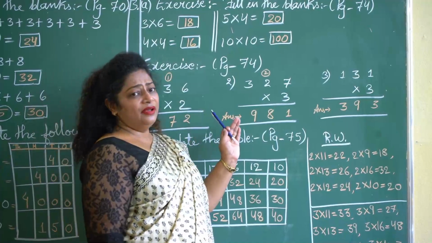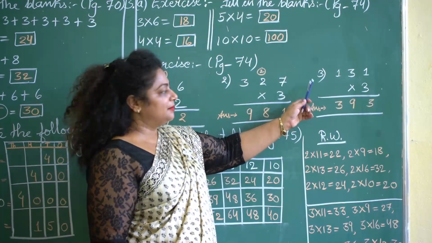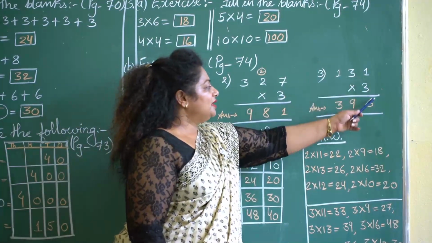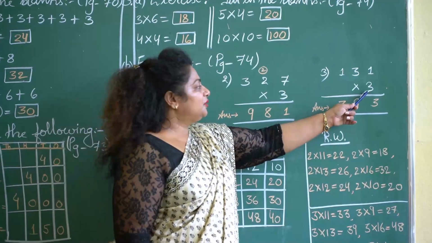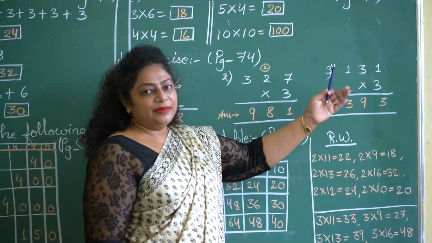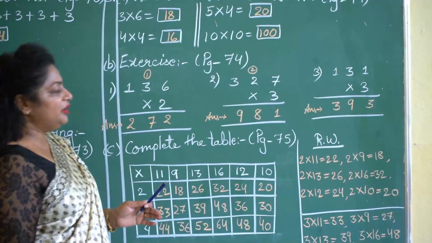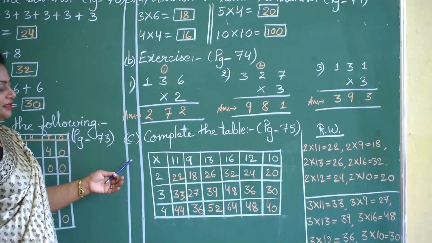Now following the same process, we have to solve the third sum. The third sum is also very simple. So 3 1s are 3. Now multiplying the second number by 3, 3 3s are 9. Now multiplying the third number by 3, 3 1s are 3. So the answer we got is 393. Let us come to the next exercise.